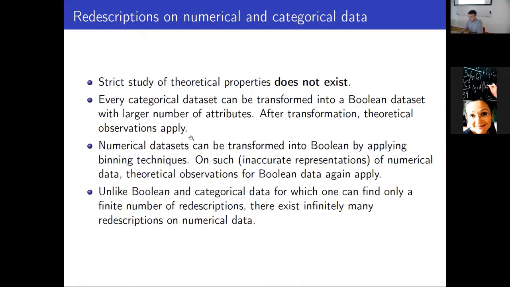And of course, the amount of redescriptions we can obtain on a numerical data set is not really finite anymore.